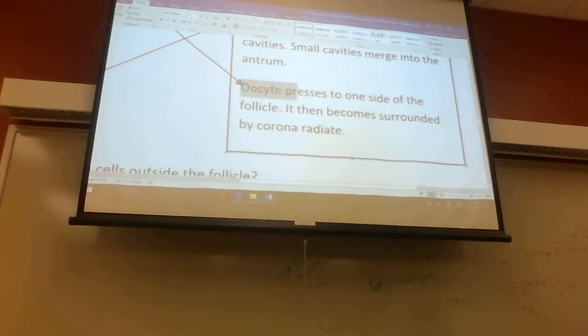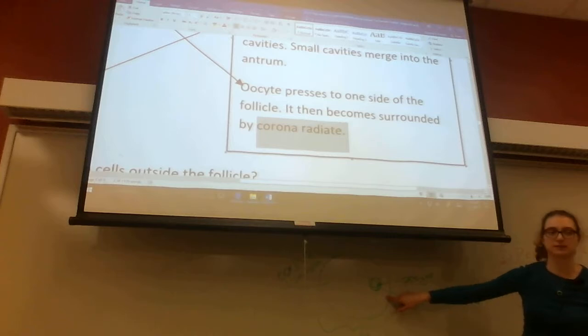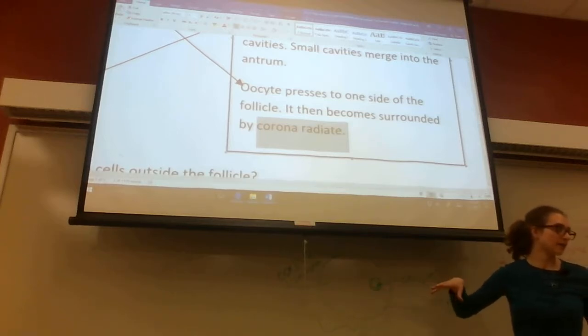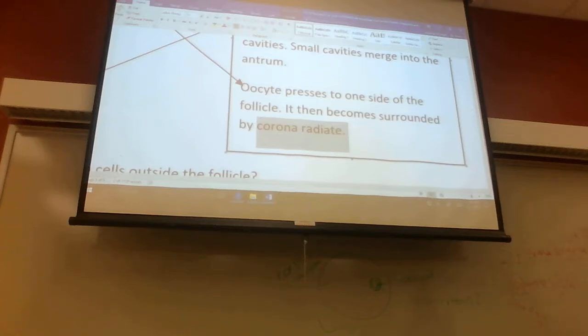So the oocyte presses to one side of the follicle. It then becomes surrounded with corona radiata. So this is when the egg is about to crack, the oocyte comes to the edge, and then it becomes surrounded, and that's what'll help it pop through.